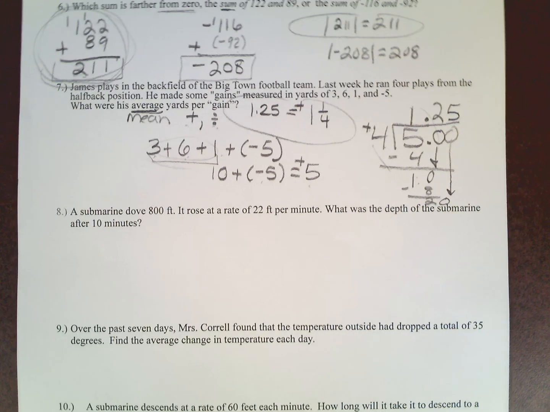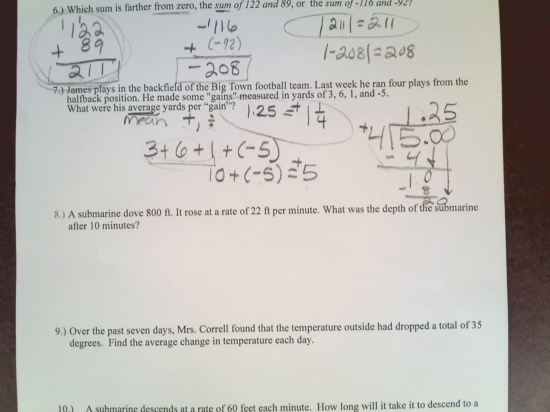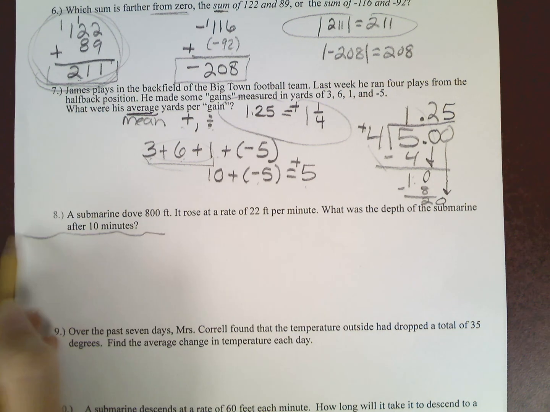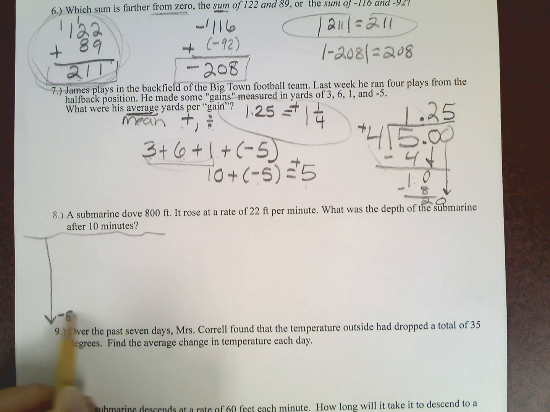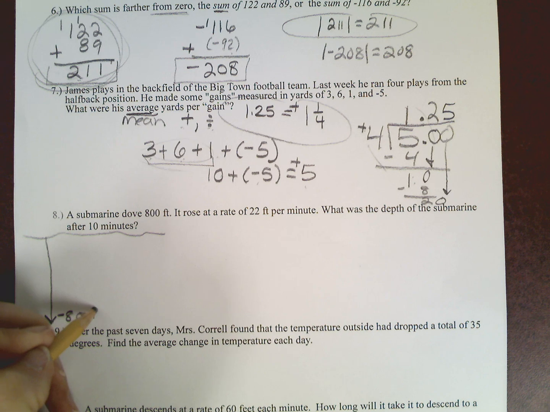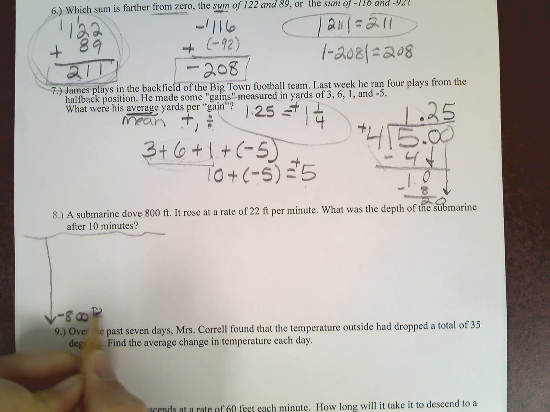I think number 8 is probably the most in-depth question that we're going to do today. A submarine dove 800 feet. It rose, which means it came back up, at a rate of 22 feet per minute.